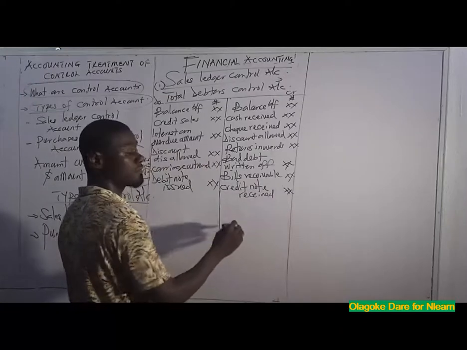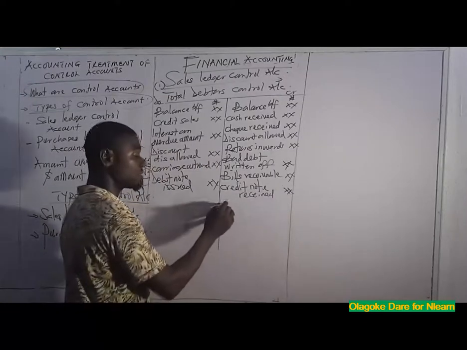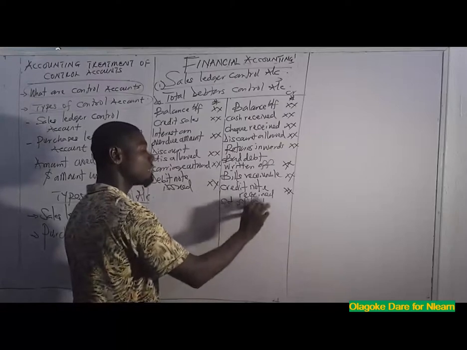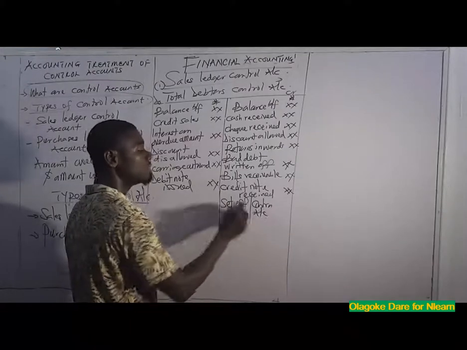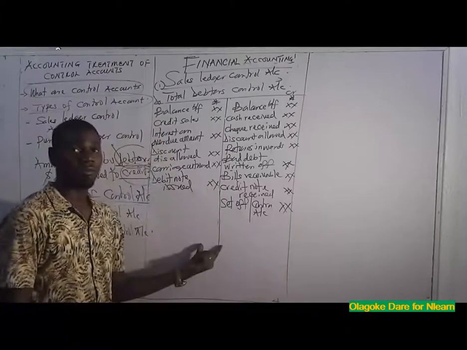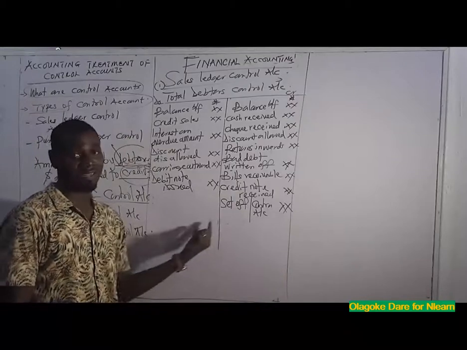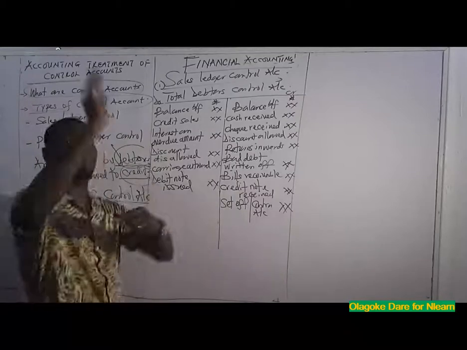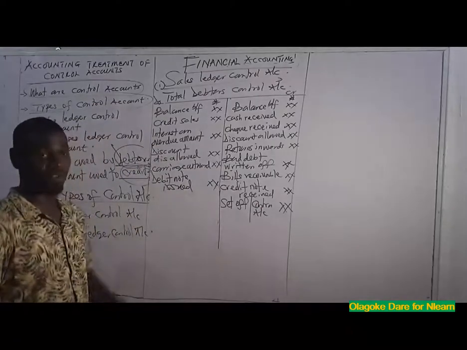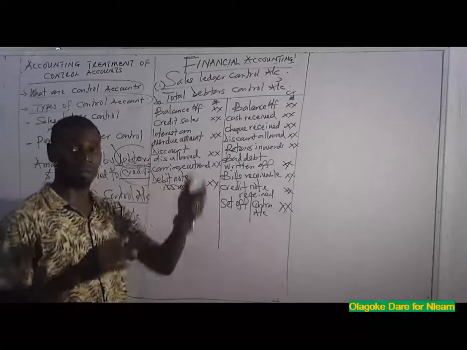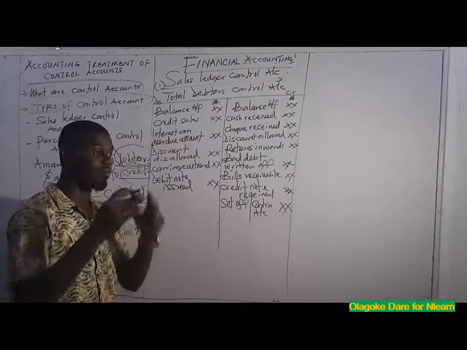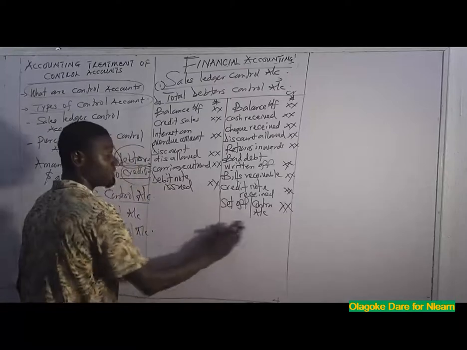We have another thing that can reduce the debt, which is called set off or contra account. This occurs when a customer is owing an organization and the organization is also owing the customer. So they are going to set off their debts. Whoever is owing the higher amount will pay the difference.